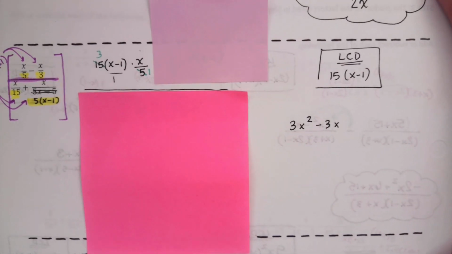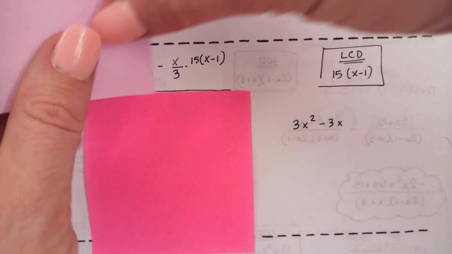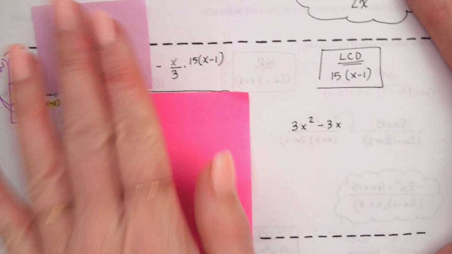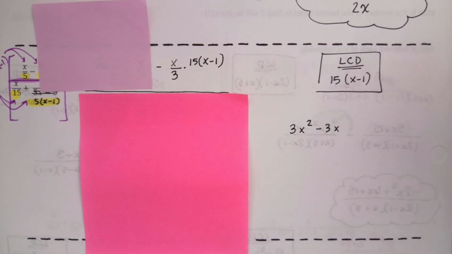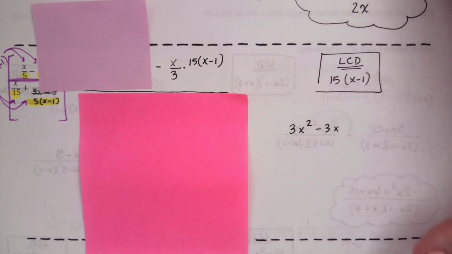Okay, that was our first fraction, so we're going to move to our second fraction that's also on the numerator. All right. Looking diagonally, can we cancel anything?